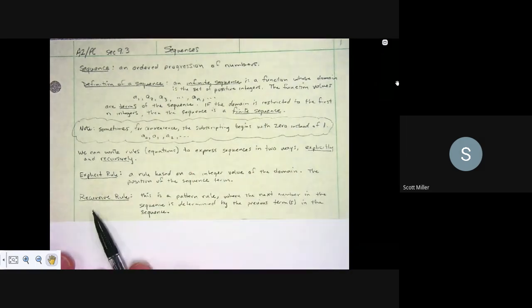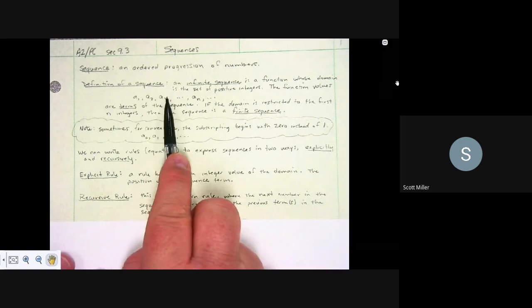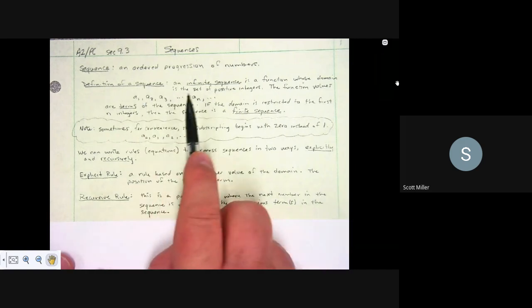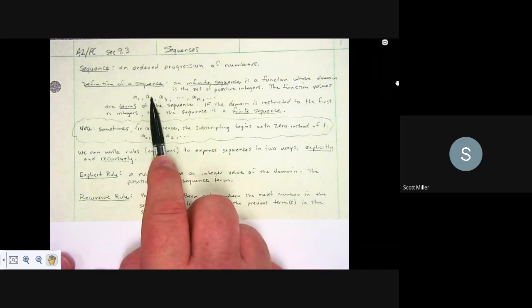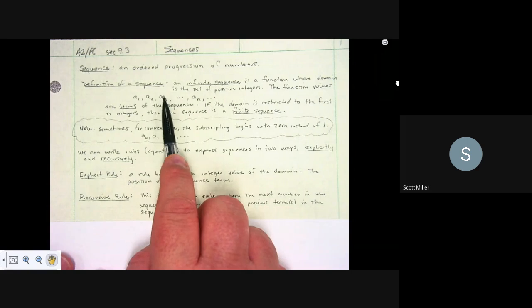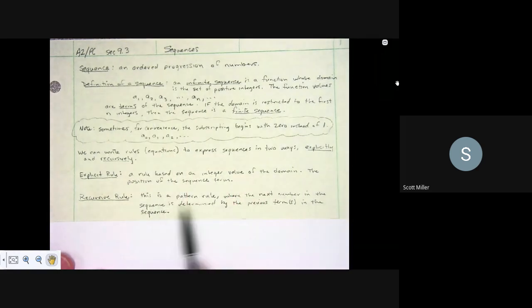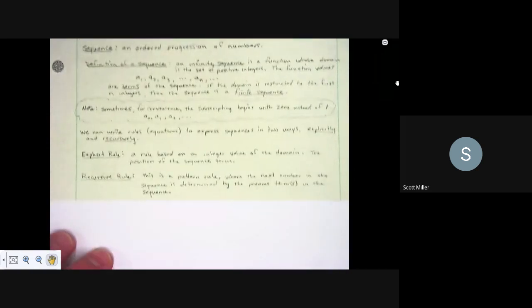The recursive rule is based off of a pattern where I recognize how to get from this term to this term because there's a pattern. It's the same pattern for each term. And so then it allows me to get the next answer based off of previous answers. So that's what a recursive rule does. It gives you the next term based off of previous terms in the sequence.